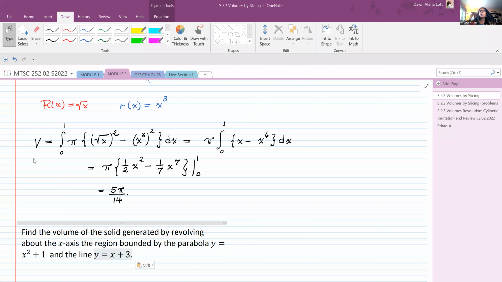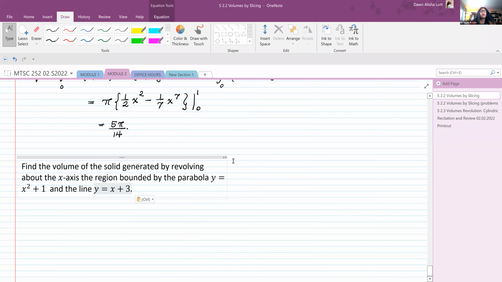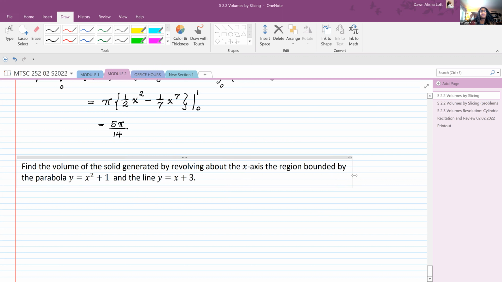Okay. It is: find the volume of the solid generated by revolving, about the x-axis, the region bounded by the parabola y equals x squared plus 1 and the line y equals x plus 3.